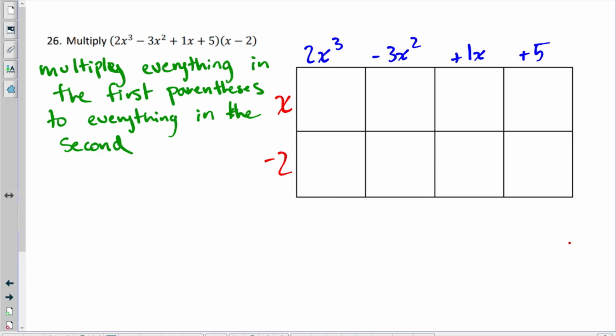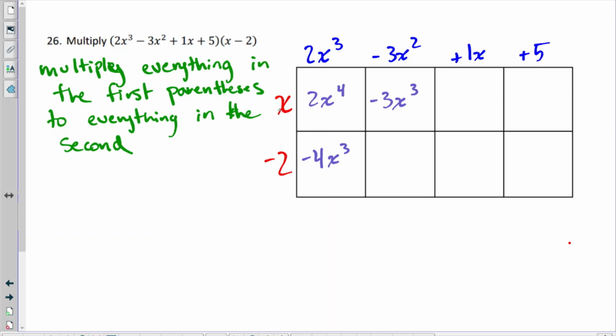And then what I do to fill out all these boxes is just multiply these two things together. So I just find 2x cubed times x is 2x to the fourth. 2x cubed times negative 2. Well, negative 2 times negative 2 is negative 4. And then there's no x here, so this is just x cubed. And then we keep going. x times negative 3x squared is just negative 3x cubed.